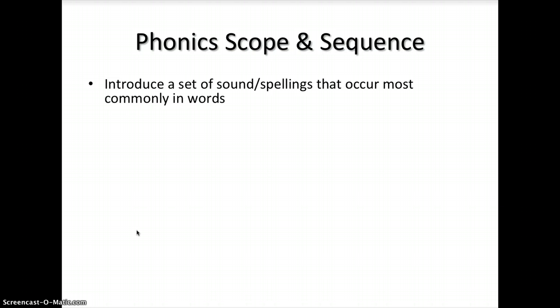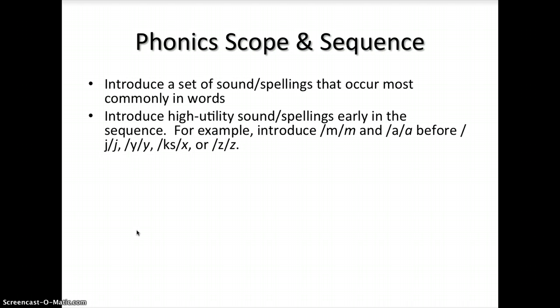The letter T is something that comes to mind, and S. If you think about Wheel of Fortune, for example, what are those few letters that they automatically give at the end there that are, I think it's R, S, T, L, N, and E, maybe? So those are common letters. You're going to introduce high utility sounds and spellings earlier in the sequence.